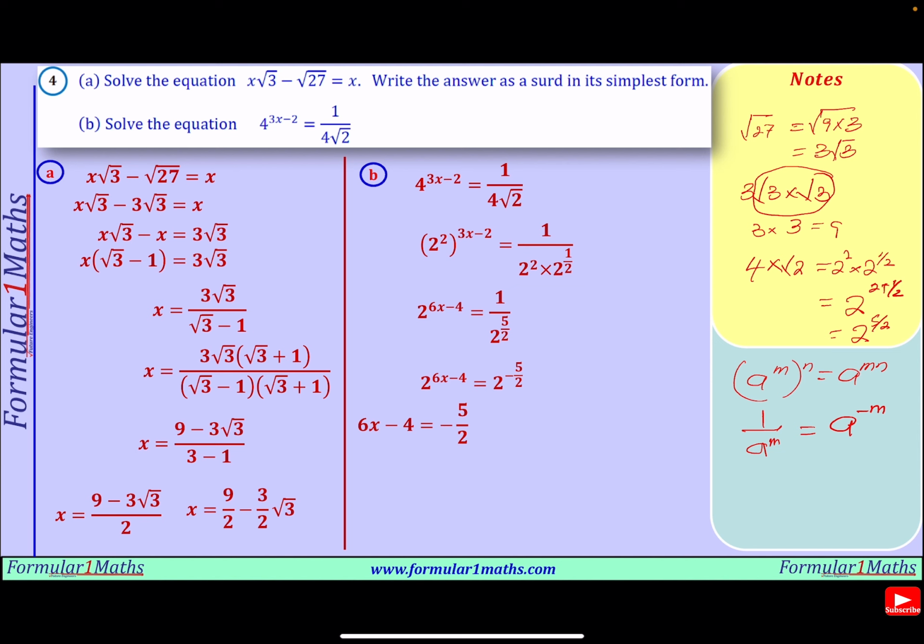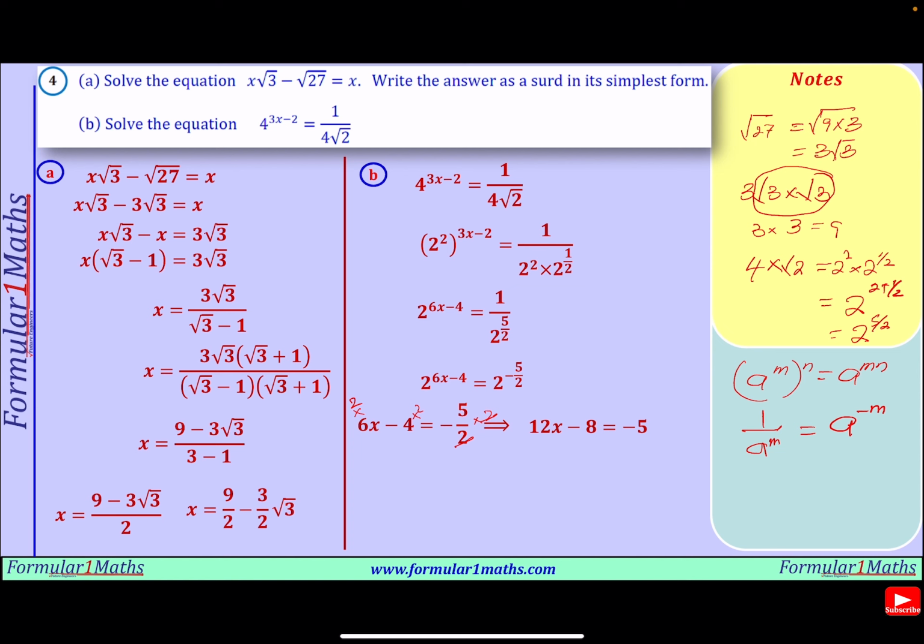Then to solve this, the best way to do it is to multiply every term by 2. So this term by 2, this term by 2, and this term by 2. So I'll do this times 2, this times 2, and this times 2. And you can see that this will cancel. And I get a very nice linear equation, which is 12x minus 8 equals minus 5. Then this is very easy to solve now.